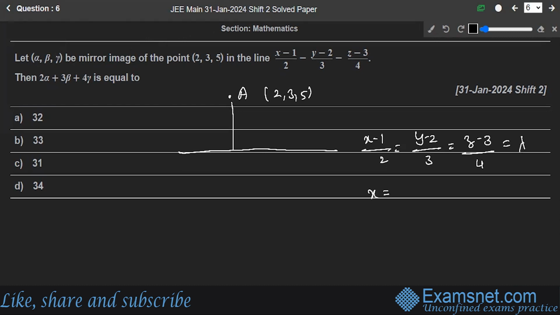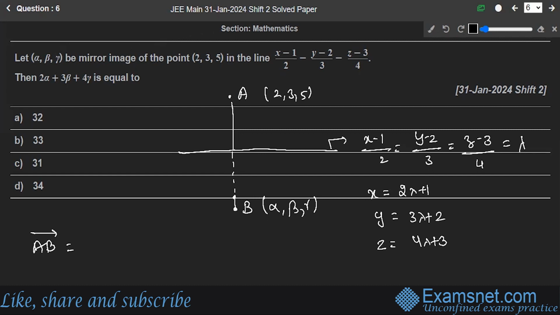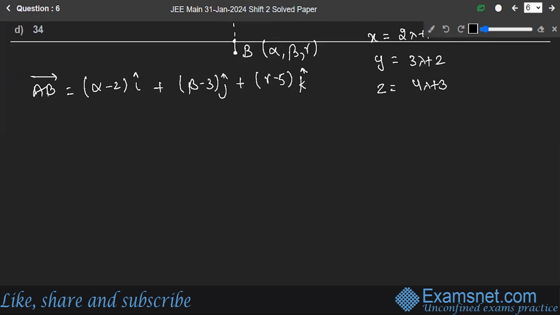So from here, x is equal to 2 lambda plus 1, y is equal to 3 lambda plus 2, and z is equal to 4 lambda plus 3. So this is this line, and let's say this is the image, this is B point, alpha, beta, and gamma. This is the image of the point A on the given line. So what will be the AB vector? Given in the vector form, it will be alpha minus 2 i cap, beta minus 3 j cap, gamma minus 5 k cap.